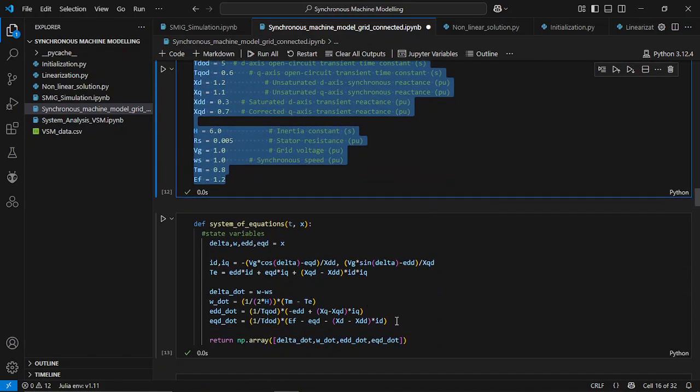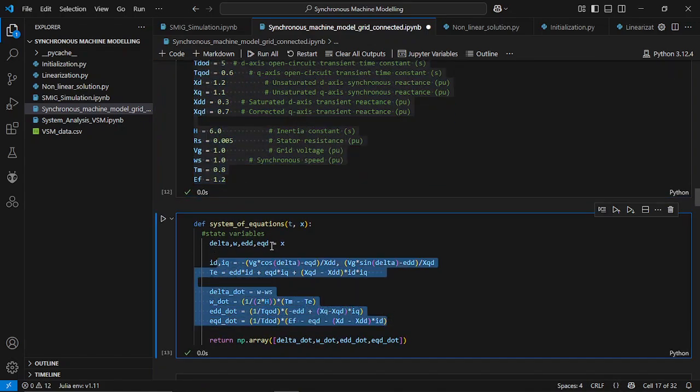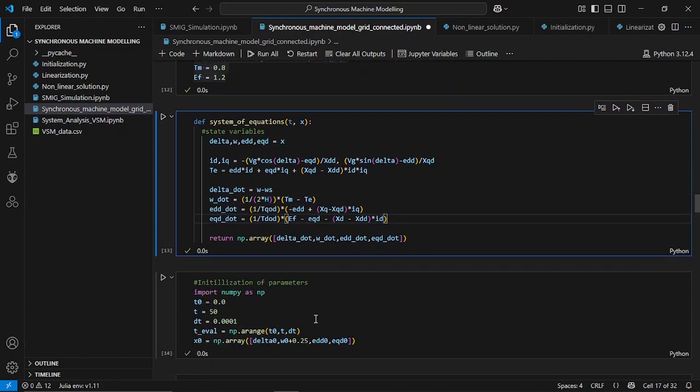And the system of equations I have written here. This is the state variable, this is the algebraic equation, this is the torque equation, and these are the fourth order differential equations, right? The fourth order differential equations are then used to solve the system. So if I keep the initial condition as usual, then the system will behave as normal.